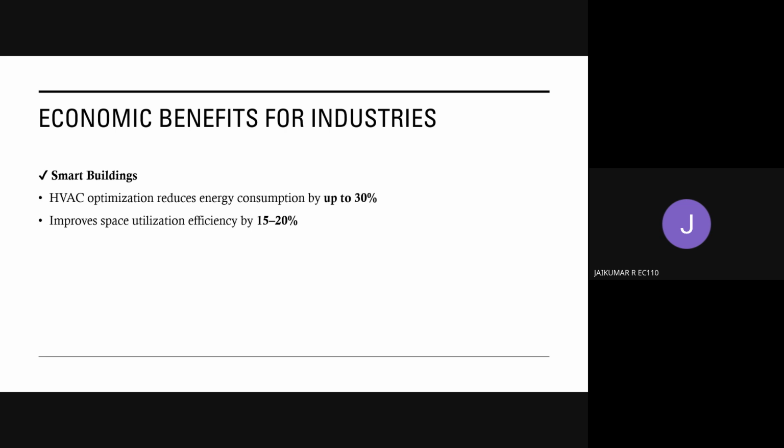And smart building. As I told, we can have a good plan in energy management. It may be a building, or a city, or a network. In smart building, the HVAC optimization reduces energy consumption up to 30%. And we can have good space utilization methodologies with the use of digital twin, which can be up to 15 to 20%.